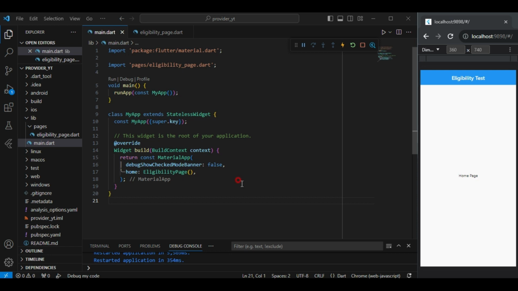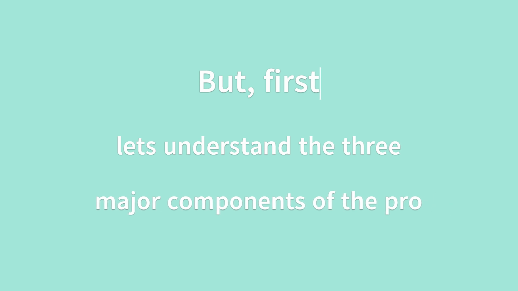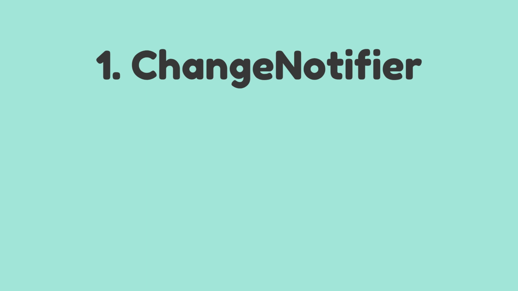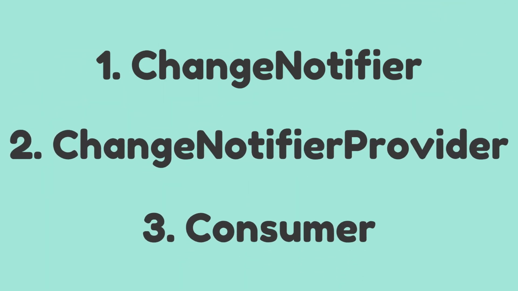In this video we are going to learn and understand the provider state management package with a small project example. But first, let's understand the three major components of the provider. First is Change Notifier. Second, Change Notifier Provider, and last one is Consumer.